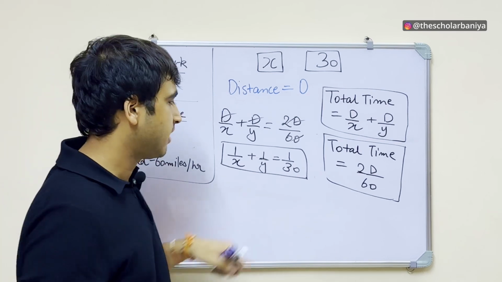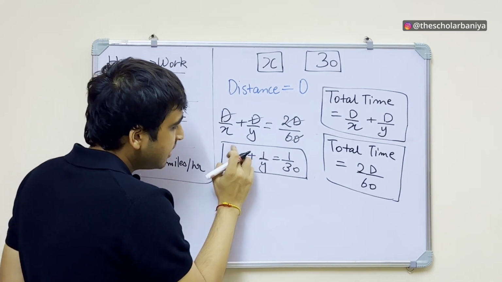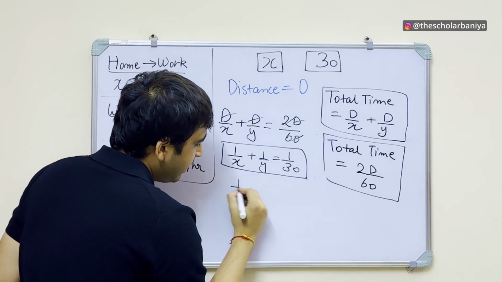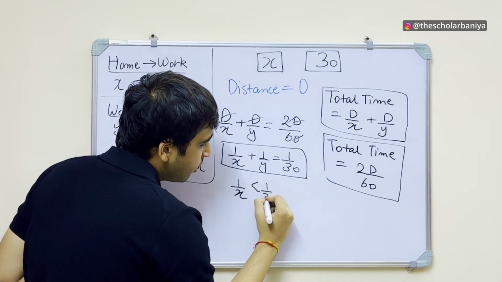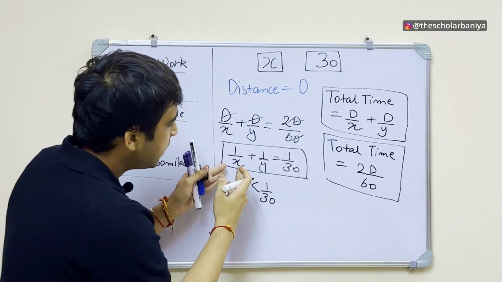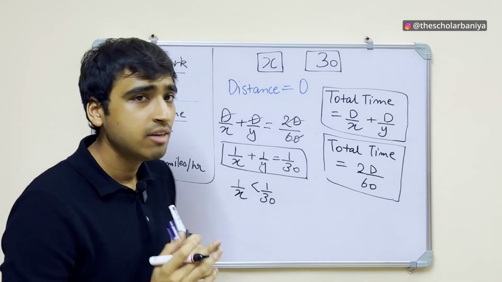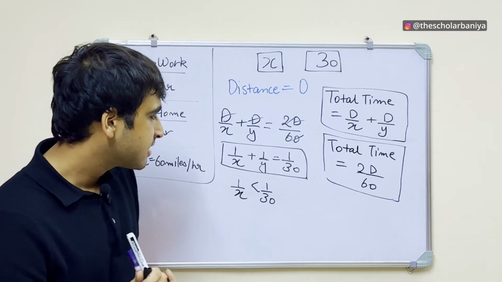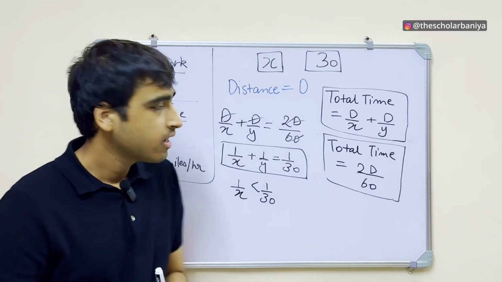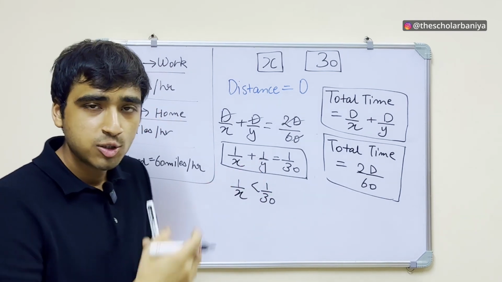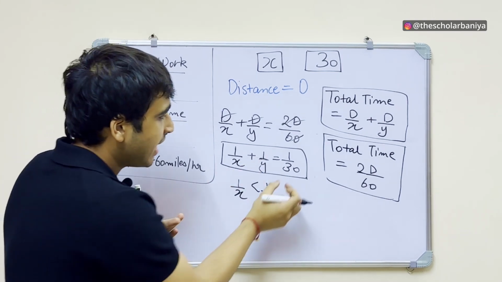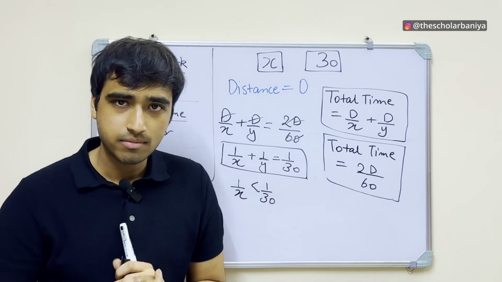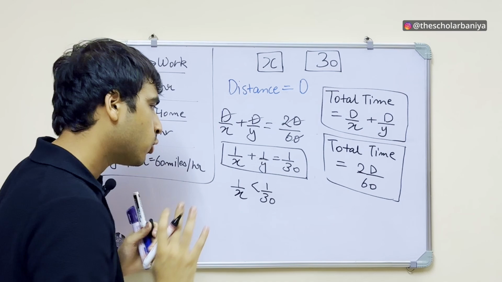That means 1 upon X is less than 1 upon 30. Because if we are adding two things and getting 1 upon 30, then obviously 1 upon X will be less than 1 upon 30, since the other term is positive. Makes sense, right?